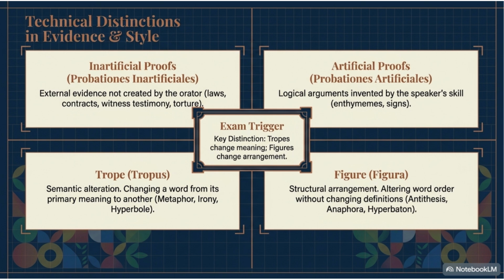Conclusion. The central message of this slide is that Quintilian believed effective rhetoric depends on both convincing evidence and elegant expression. An orator should know when to rely on external evidence and when to build logical arguments, and should also understand how to beautify language through tropes, which change meaning, and figures, which change arrangement. By combining logical proof with artistic style, the orator becomes not only persuasive but also memorable, fulfilling Quintilian's ideal of eloquence that is both intellectually powerful and aesthetically refined.